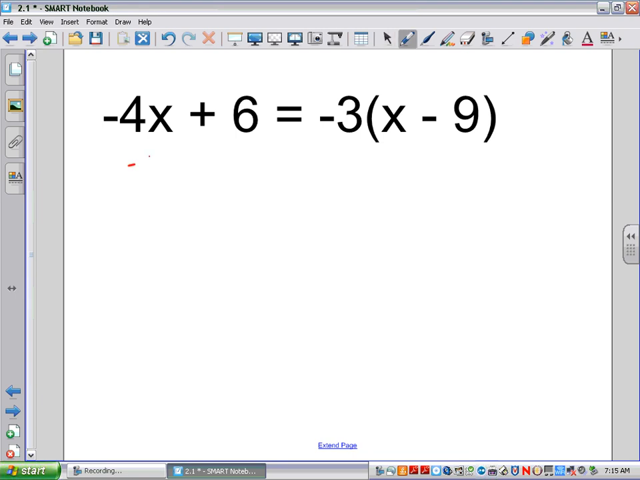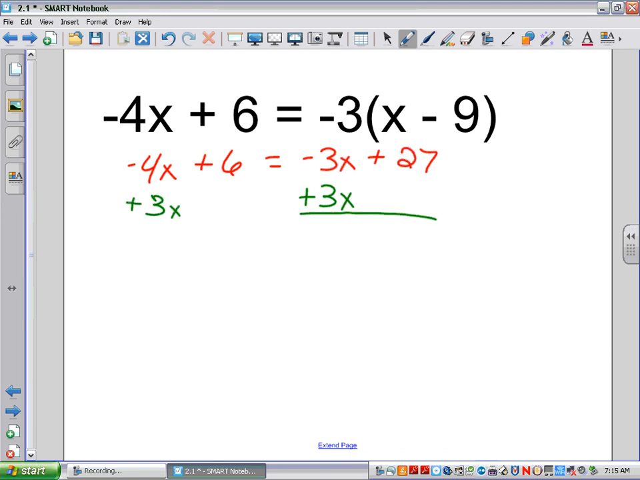With this one, negative 4x plus 6 would equal distributive property, negative 3x, be careful with your sign here, plus 27. 2 negatives make a positive. Then, I don't know, what are we going to do? Add 3x to both sides. That would make the most sense. That's right, here's my opposites. Negative 4x plus 3x would be a negative 1x. Plus 6 equals the 27.